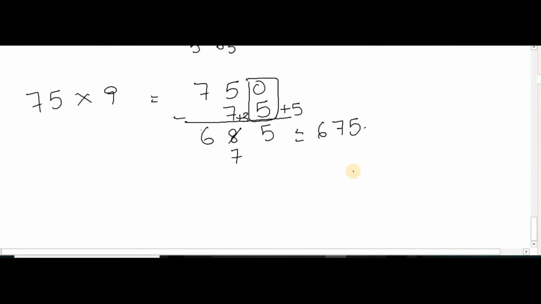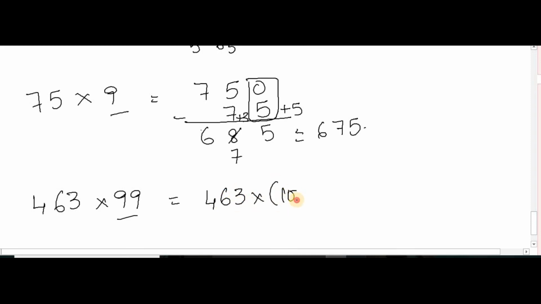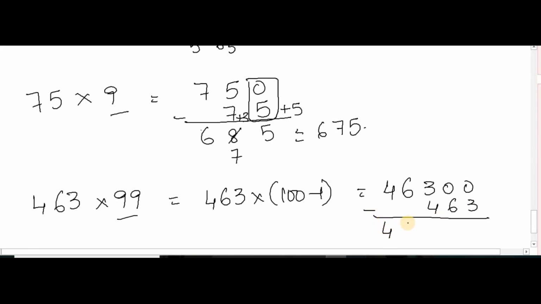Now we will try the same rule for a 3-digit number, but with 99, because I said it is the same procedure. Instead of 10 for 9, for 99 what do we have to select? Yes, 100. 463 into 100 minus 1. Just add 2 zeros at the end and then subtract 463. Because it is a mismatch combination, we'll write 5 here. The complement is 9, and here 3, and here 7. So this is your answer.